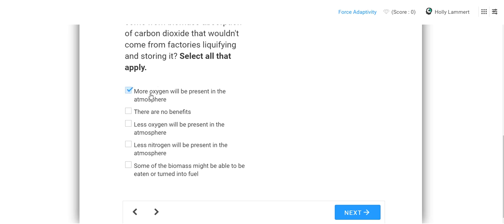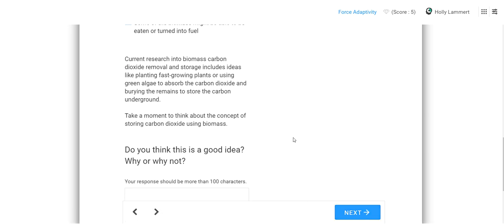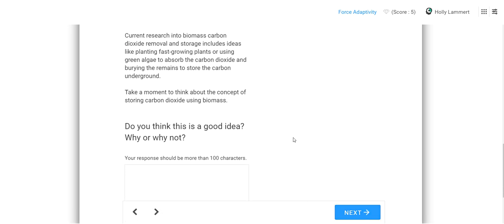Yeah, so maybe more oxygen's produced. Yeah, and we could use some of that biomass for fuel or be eaten. Current research into biomass, carbon dioxide removal and storage includes ideas like planting and growing fast-growing plants or using green algae to absorb the carbon dioxide and burying the remains to store the carbon underground.